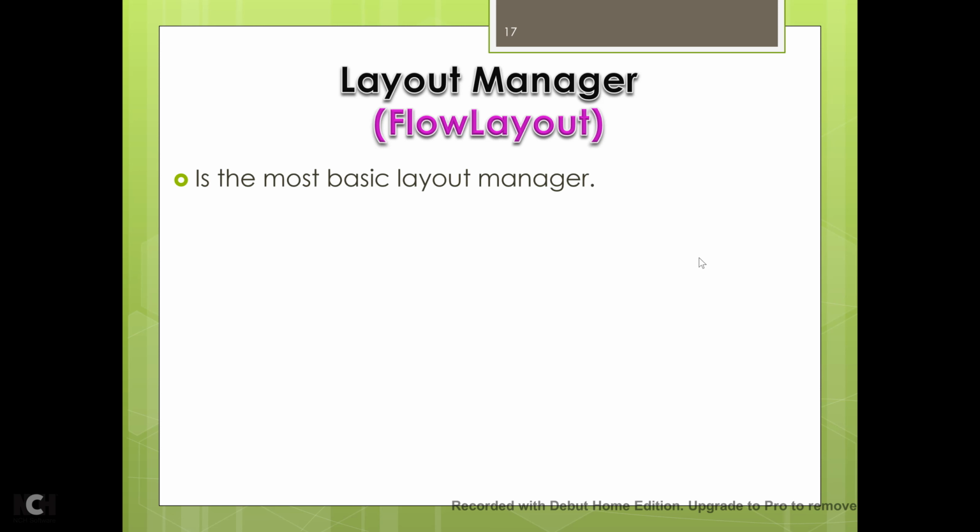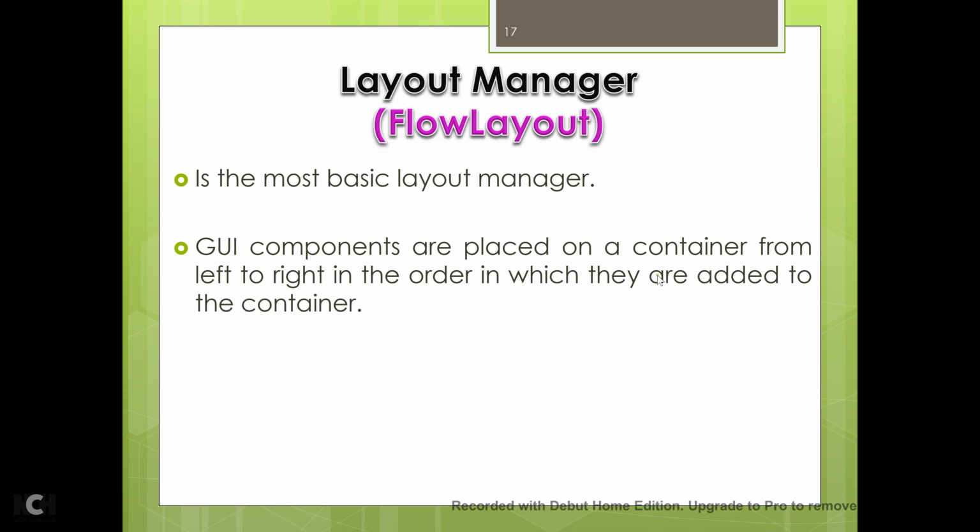The flow layout is the most basic layout manager. GUI components are placed on a container from left to right in the order in which they are added to the container. So whenever you add components to your frame, for example, they will be placed on your frame starting from left to right according to the order that you added the components. Okay.